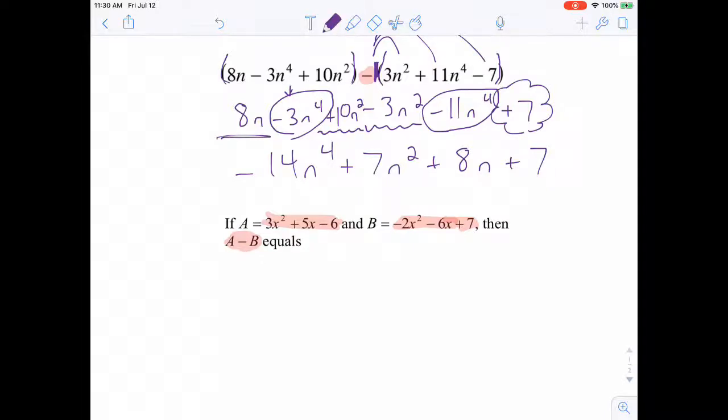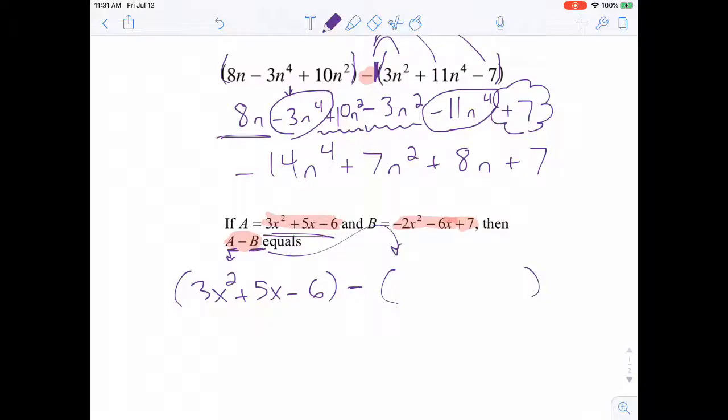Okay, so here what I'm going to do is substitute. If you notice on the previous example, I did have a set of parentheses. So a is going to go right here, and that's this polynomial, 3x squared plus 5x minus 6, minus, and b is going to go in that parenthesis, -2x squared minus 6x plus 7. I'm going to follow the same steps I did in the previous example. There's really a -1 here, and I'm going to distribute that -1 to all terms inside the parentheses.